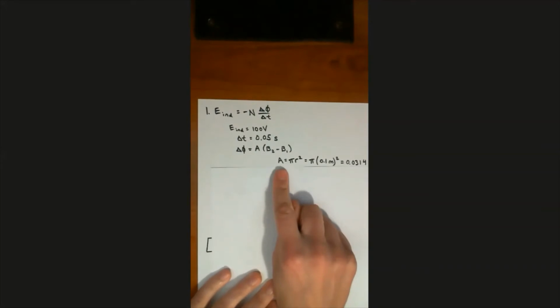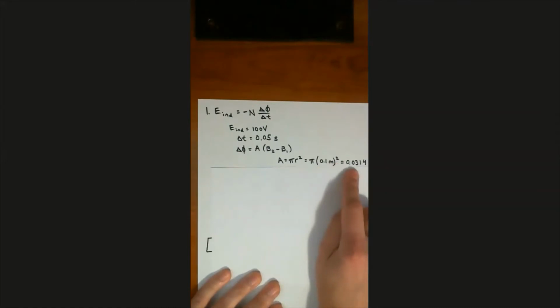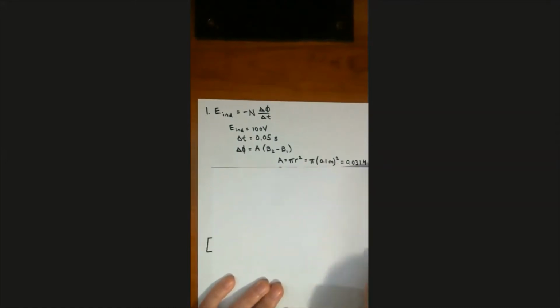Be careful when you're doing these problems because sometimes the problem might give you the radius, sometimes it might give you the diameter. Sometimes the armature is going to be a circle, sometimes it's going to be a square or a rectangle. So pay attention and be careful when you're calculating the area. But here's our equation for the area of a circle. 0.1 meters quantity squared times pi gives us 0.0314 meters squared.